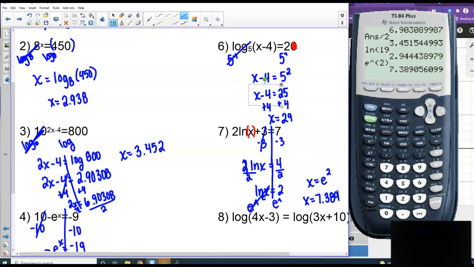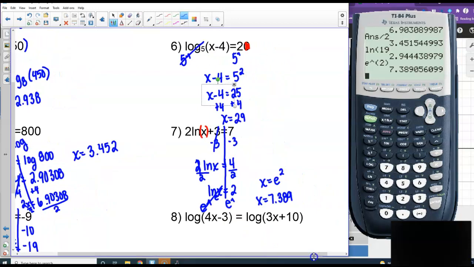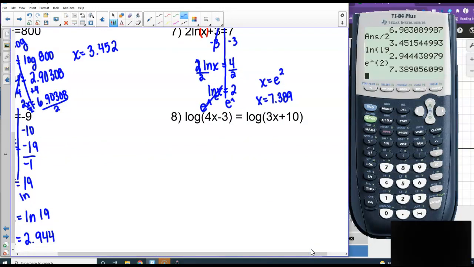Okay, questions on 7? All right, for our last one, Josie, what would be the base on this log? Who can help her out? What would be the base on this log? What do you think, Bo?